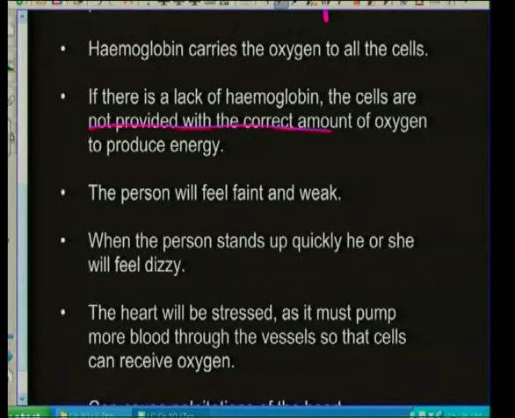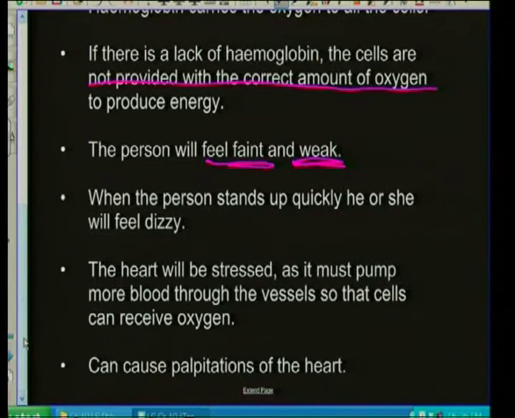So if there's a lack of hemoglobin, the cells are not provided with the correct amount of oxygen, and therefore less respiration. The person will feel faint, weak and tired. If he stands up quickly, he or she will often feel dizzy. The heart will also be stressed, because it must pump more blood to the vessels so that they can receive oxygen. What does that mean? It simply means because there's less hemoglobin, the cells are getting less oxygen from the blood.